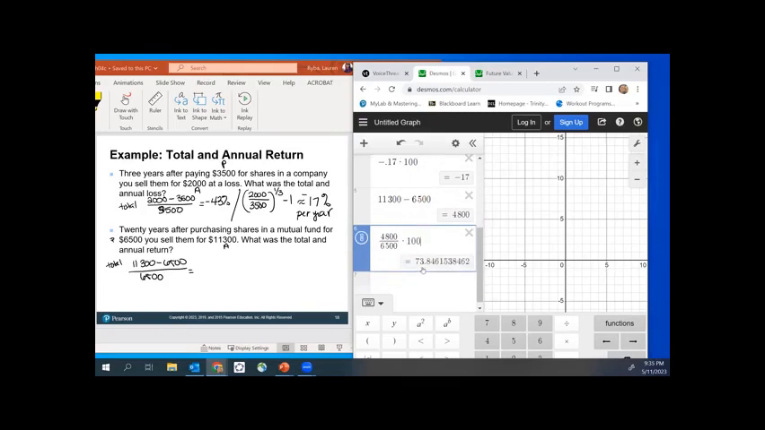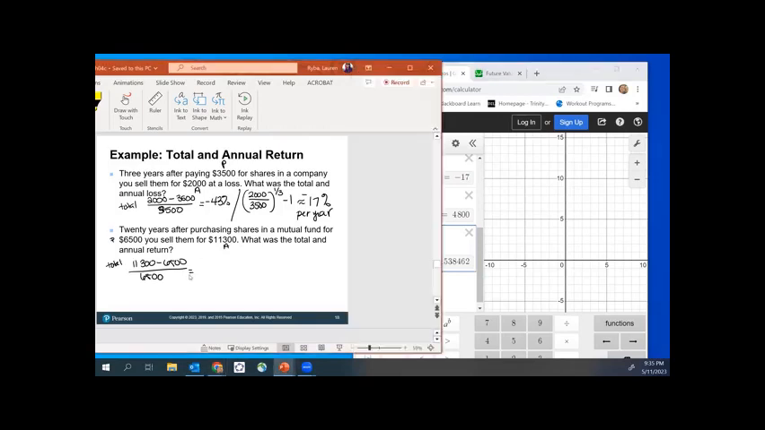I'm going to put that times 100 in there. Times 100 is about 74% total. That was my increase.